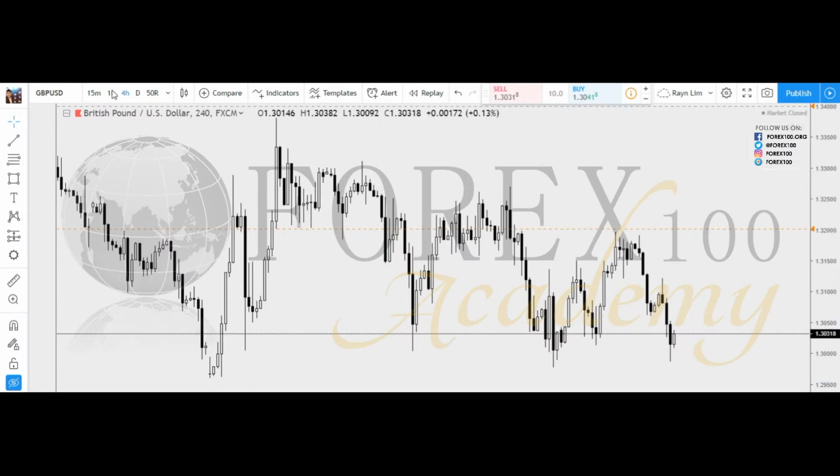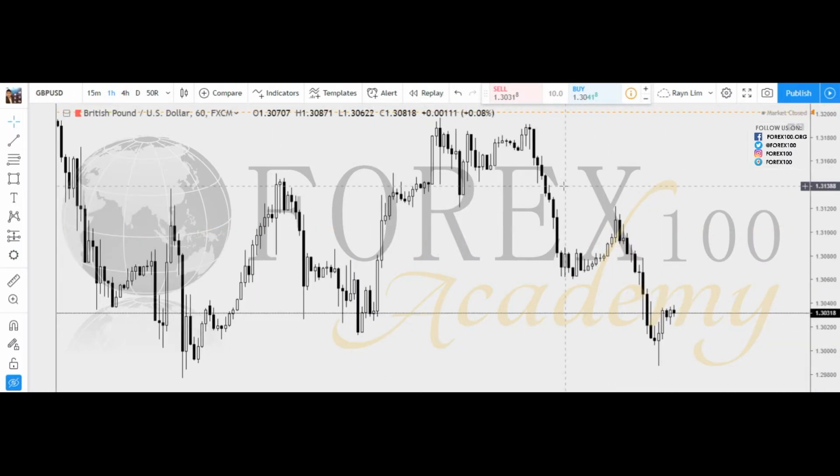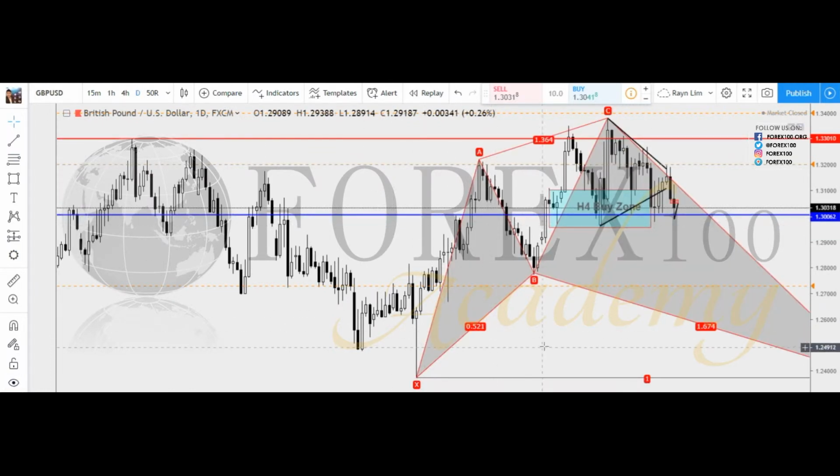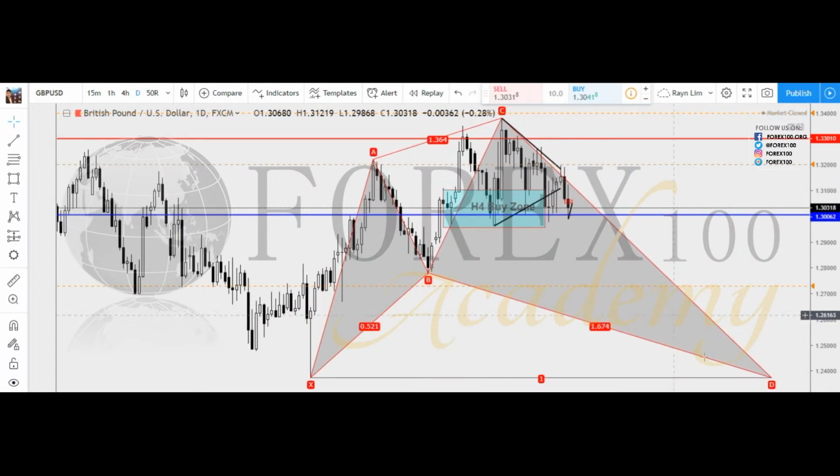Take note. Head down to the 1-hour chart. This is what I have, consolidation. So very soon it may even have patterns or a buy or sell zone. Back to the daily chart, I'll share with you my analysis on the daily chart. There is a bullish Shark pattern waiting to form up. Not sure if this will happen because it is quite some 600-700 pips away.